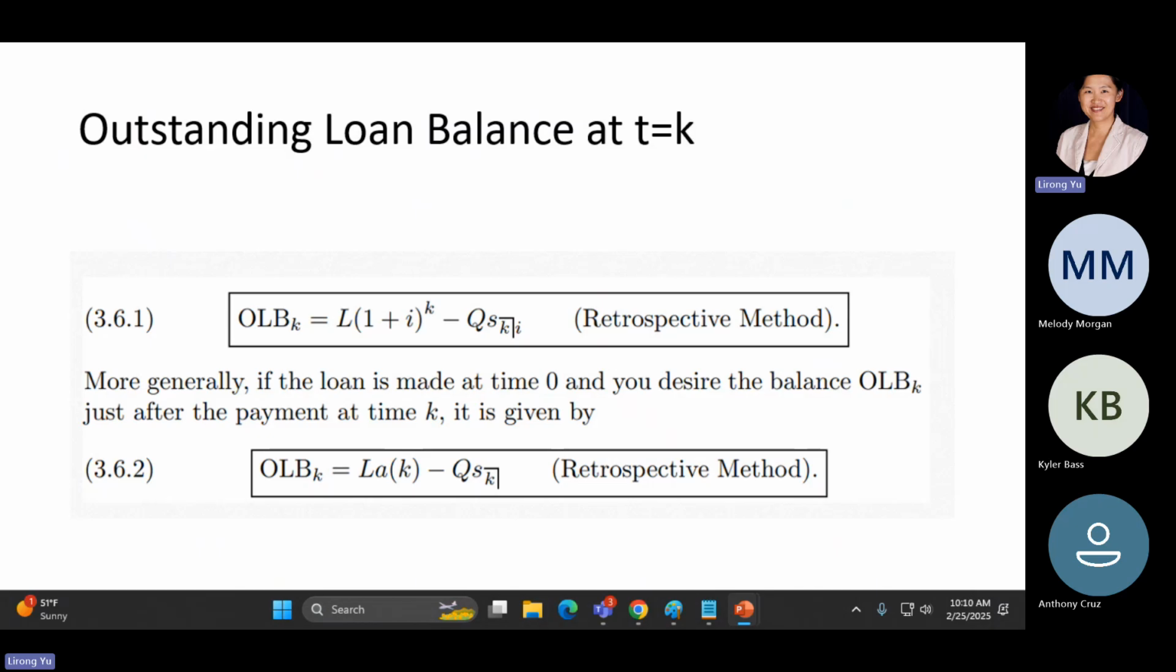Now, Q is a payment that we made in the past. Every payment is the value of Q. Let's say you already paid K payments. Now, at time K, the total value will be an ending value or a cumulative value. So here we're going to find the cumulative value of all those K payments of Q. So the subtraction offers an outstanding loan balance calculation using the past information.